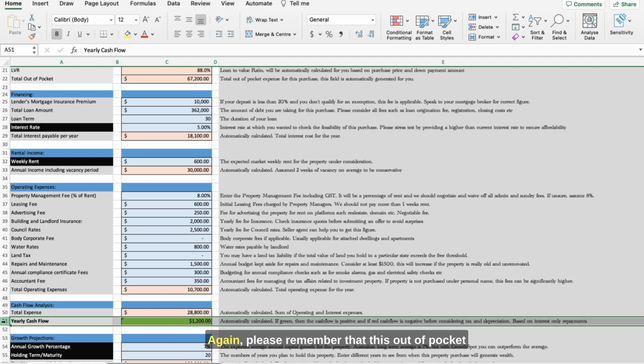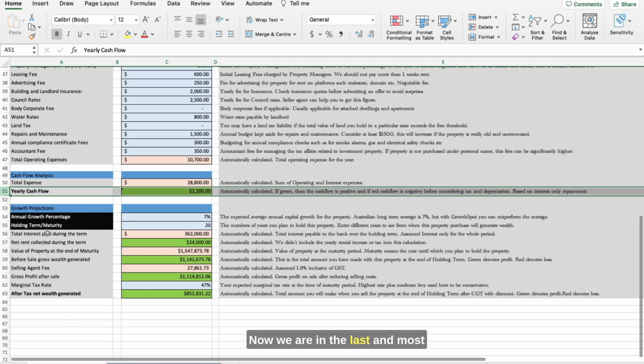Again, please remember that this out-of-pocket contribution is based on interest-only repayments. And if you opt for principal and interest repayment type, this will increase substantially. This is one of the reasons why investors generally try to keep their loans as interest only during the accumulation phase of property portfolio building.